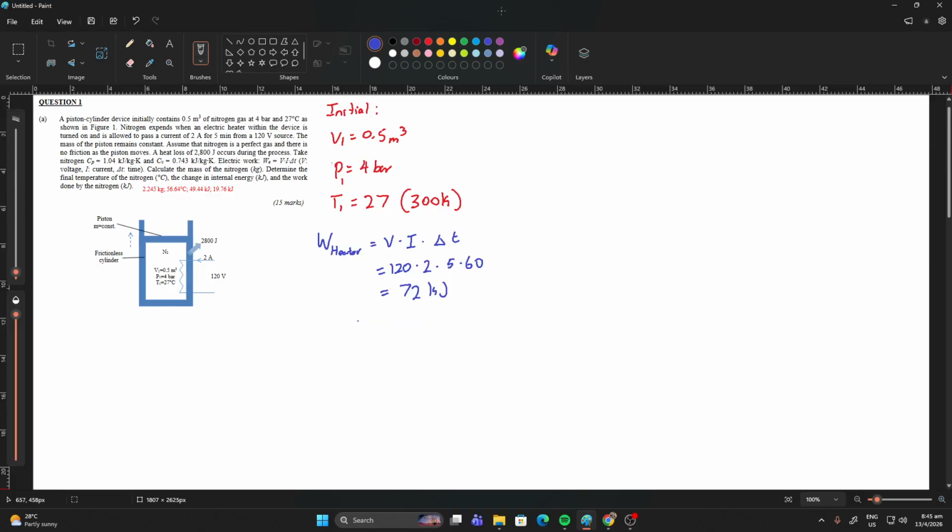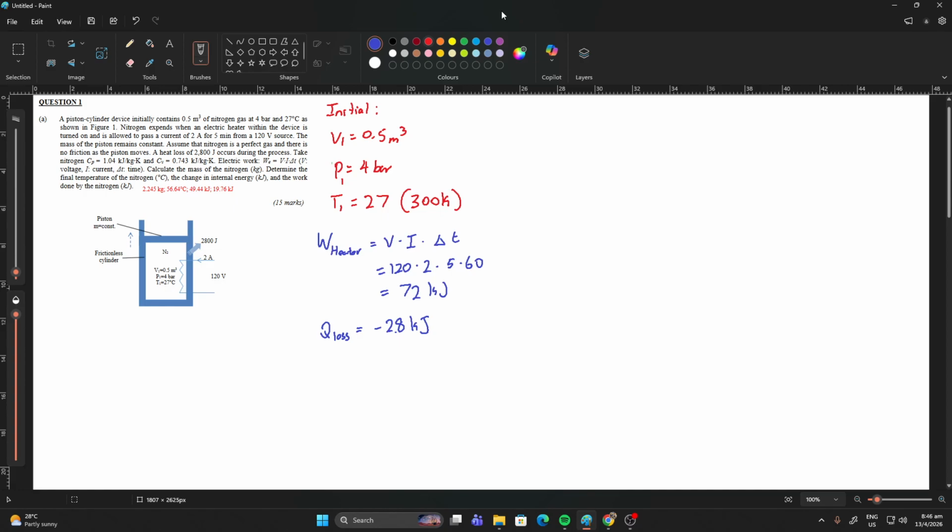Alright, then we know that there is a heat loss. So I'm going to write Q loss equals negative 2.8 kilojoules. What else? Okay, then the rest is normal.